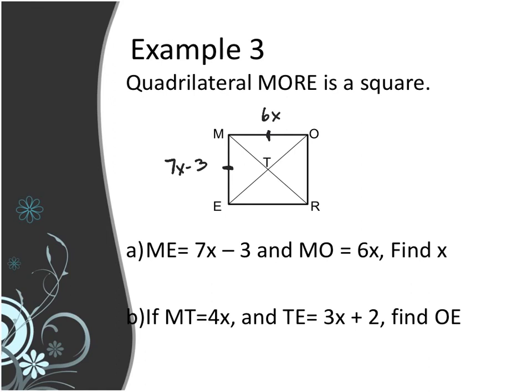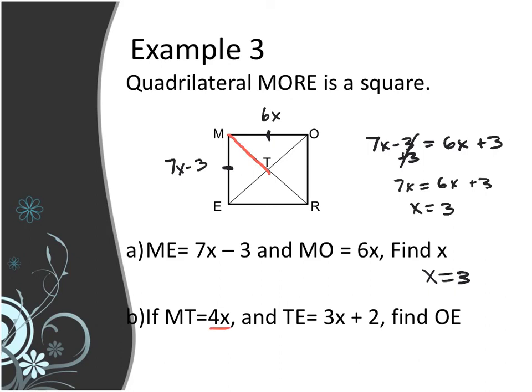7x minus 3 equals 6x. Okay, so I'm going to add 3 to both sides. And we get 7x is equal to 6x plus 3. I'm going to subtract 6x from both sides, and I get x is equal to 3. That was easy. If MT, here's MT right here, is 4x, and TE right here is 3x plus 2, find OE.